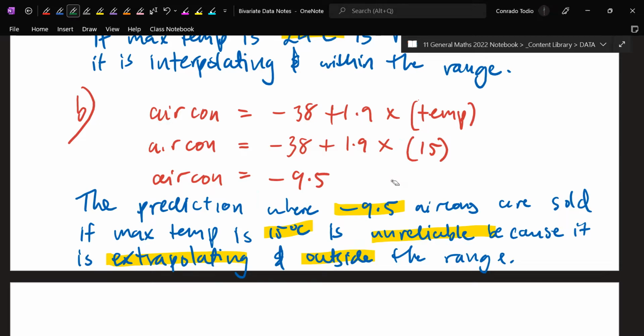That would mean that they're giving aircons away, which doesn't make sense. So as an interpretation, the prediction of negative 9.5 aircons, which doesn't make sense, you can't sell negative aircons, if the max temp is 15, is unreliable, because it's outside the range of extrapolating. So you have to mention extrapolating, outside, unreliable. Those are three things examiners want to see when you interpret these questions. All right, so that's for interpolation and extrapolation.